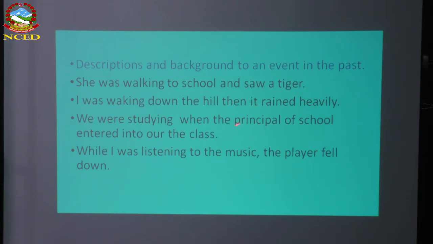We were studying when the principal of school entered into our class. We were studying, the action was taking place, and this is the background information, right? And at that time what happened? The principal entered into the class. While I was listening to the music, the player fell down. I was listening. So, this is past continuous, the situation in which we use past continuous tense to provide background information.